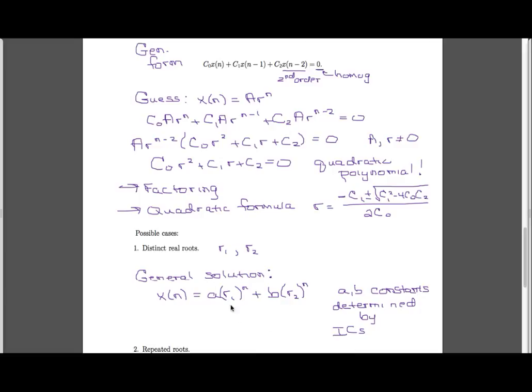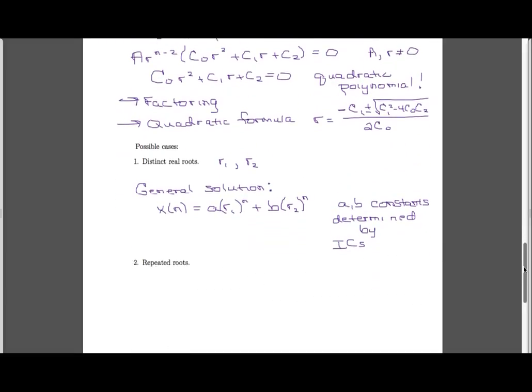Once you have this general form, you use your initial conditions to plug in for n and x. Because it's second order, you're going to have two initial conditions. So you'll have two equations and two unknowns, a and b, and we know that we can solve those simultaneously to solve for a and b. That's the first case that can happen when you solve that quadratic polynomial.